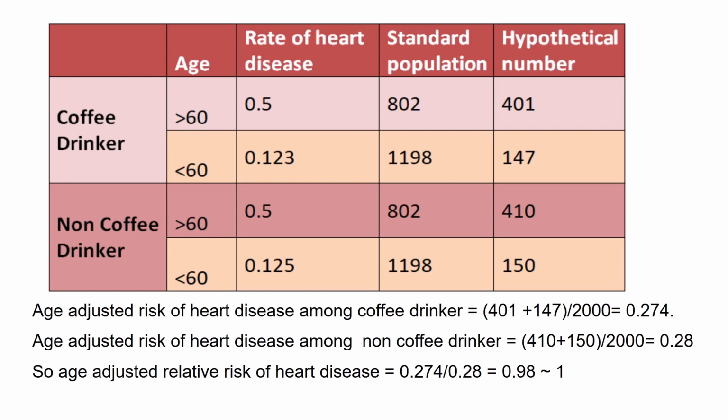Here we estimated standard population by summing up number of people in age categories. But if you know the distribution of confounding factor in a whole population, the standard population has to be used.